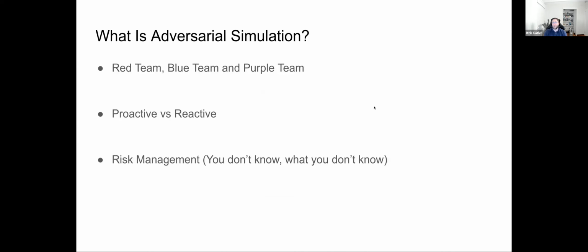And the people that do it, it's the people that are part of the adversarial simulation concept. So in information security, there's a couple of ways to kind of process the idea of adversarial simulation. We can talk about some themes and colors. We can talk about approach, proactive versus reactive, and of course, risk management.